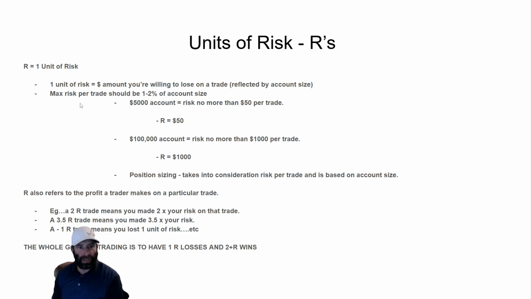Your max risk per trade should be about 1 to 2% of your account size. So if you've got a $5,000 account, you should be risking no more than $50 per trade. So then whatever stock you're trading, you're going to calculate the price of that stock and account for your account size to get your unit of risk. I'll show you how I do that on a trade here in just a minute.